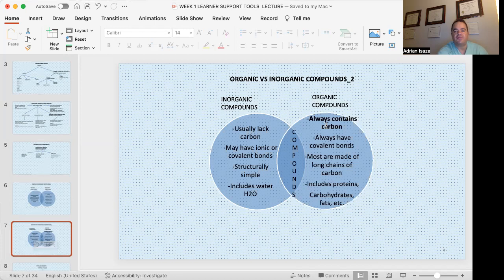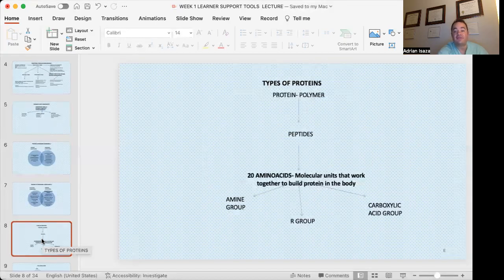Here it's reinforcing that, right? Carbon is found in, and I list the examples: proteins, carbohydrates, fats, right? Here's water I just alluded to. Make sure you know that organic has carbon.